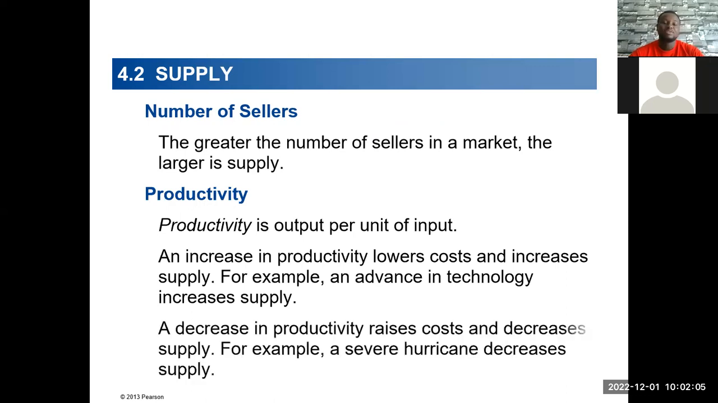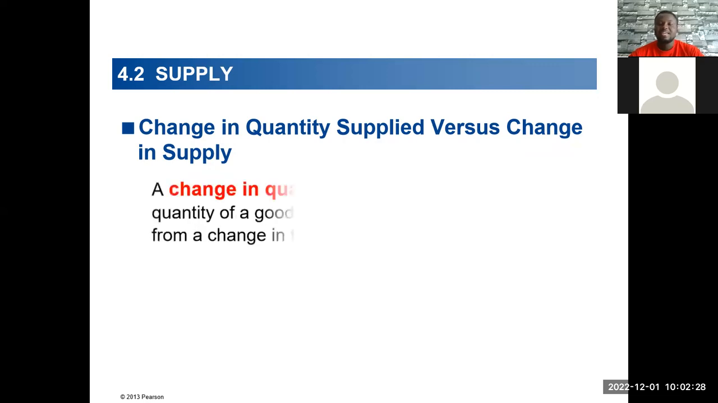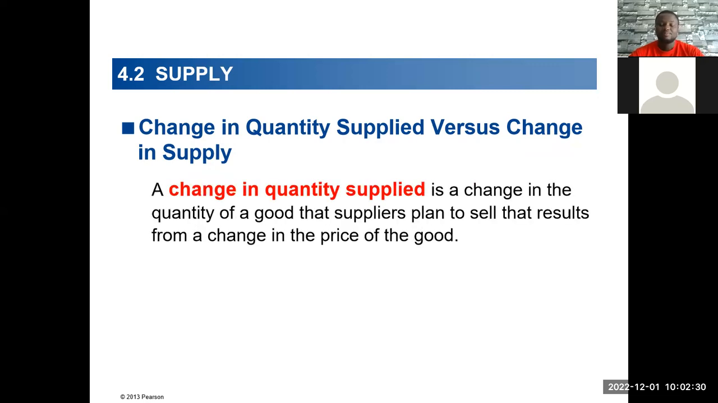Okay, so productivity can also affect the supply of a commodity. All right. Then we have change in quantity supplied and then change in supply as well. I think I've spoken about this. For change in quantity supplied, it happens when there's a change in price, holding the other factors affecting supply constant. But then for change in supply, we rather hold price constant, and then there are changes in the other factors affecting supply.